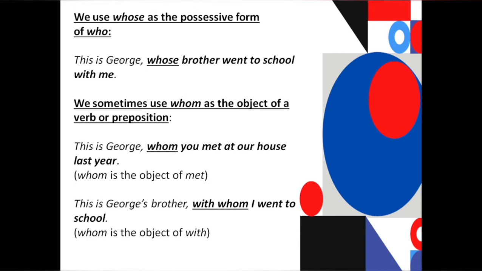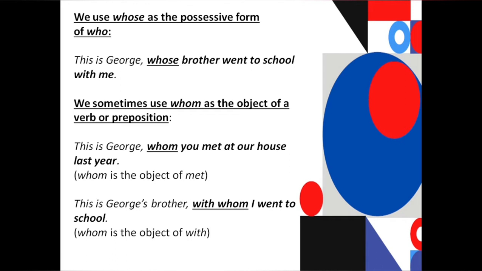We use whose as the possessive form of who. Example: This is George, whose brother went to school with me. So I'm introducing you to George, and I'm telling you that I used to go to school with George's brother. So using the relative pronoun, I'll say this is George, whose brother went to school with me.